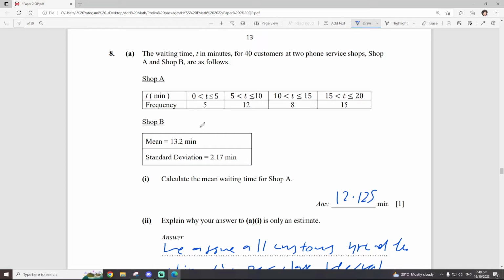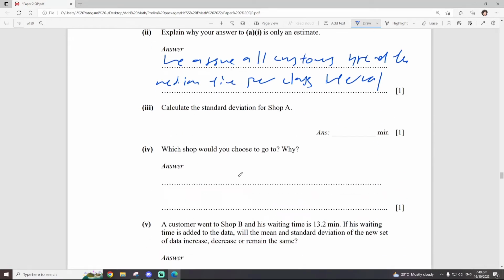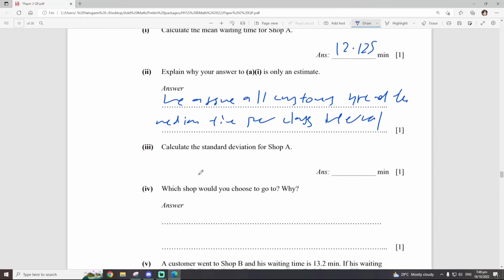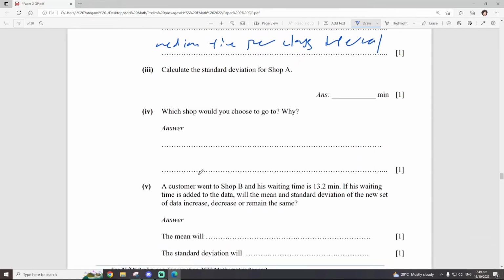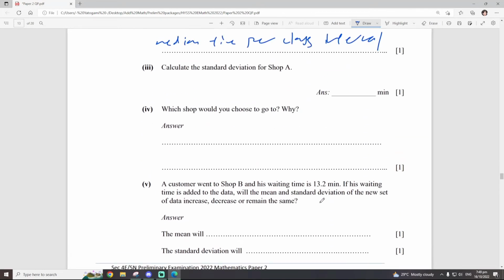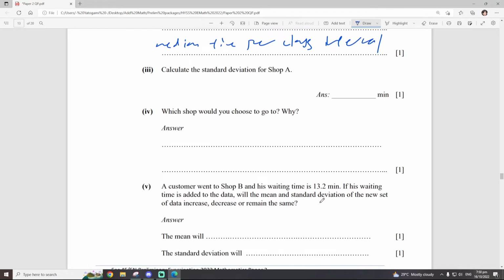Let me think about how this is done. Which shop did you choose to go to? Okay, so this one might have to do with the mean and the standard deviation. A customer went to shop B and his waiting time is 13.2. So if this is weighted, the mean time will remain the same, but the standard deviation will decrease because now you have more data that is closer towards the actual central tendency.